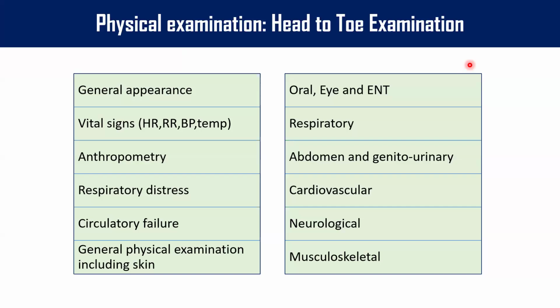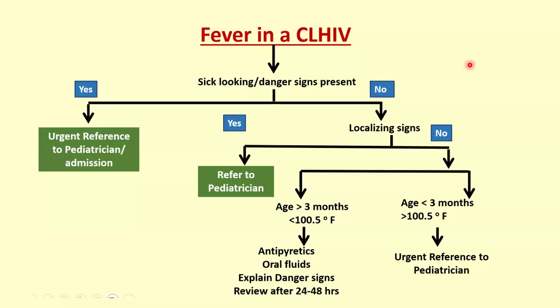And general physical examination including skin, is there any pustule, any cellulitis, joints, is there any arthritis, cardiovascular, abdominal, genitourinary, oral, any oral thrush, eye examination, ENT examination. So just do a complete survey from head to toe to find out any focus of infection. So for any fever, this is a common guidance for you in the periphery, in the ART center. If you see a child with fever, look whether the child is sick looking or any danger signs are present. If it is there, urgent referral. If not, then look for localizing signs.